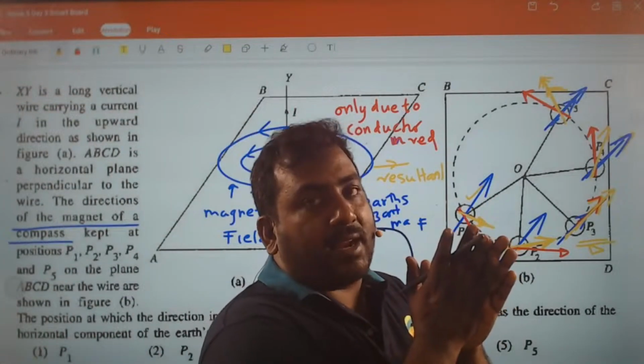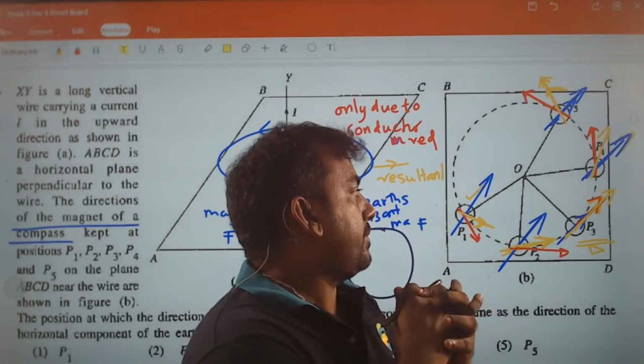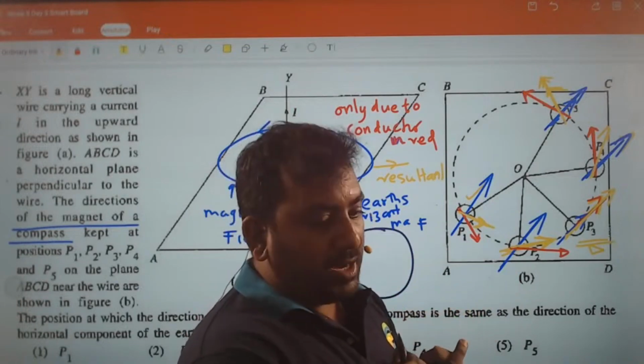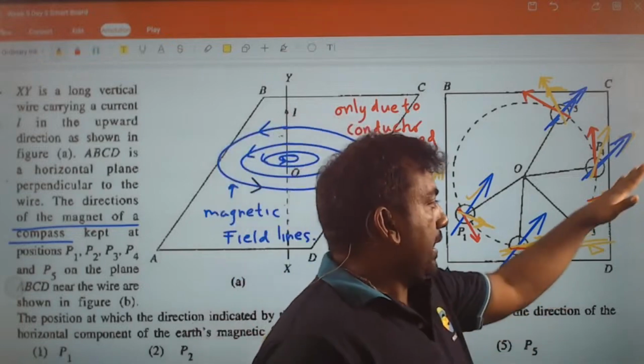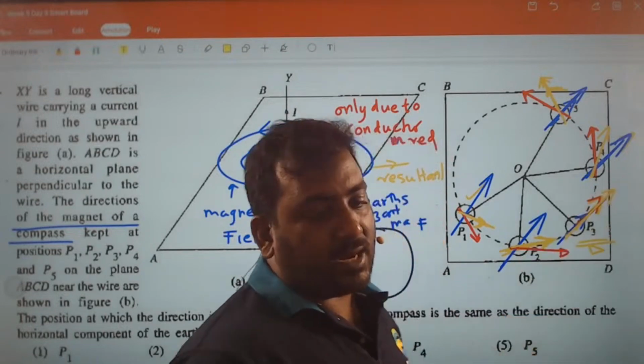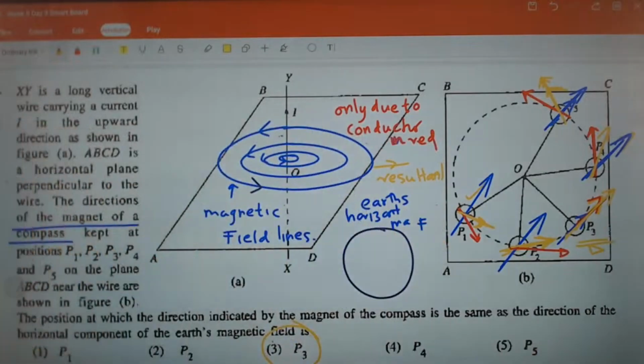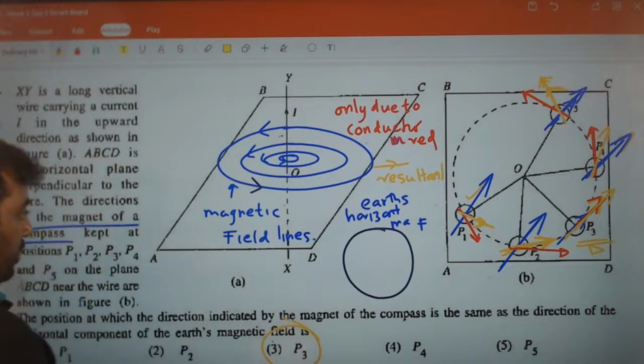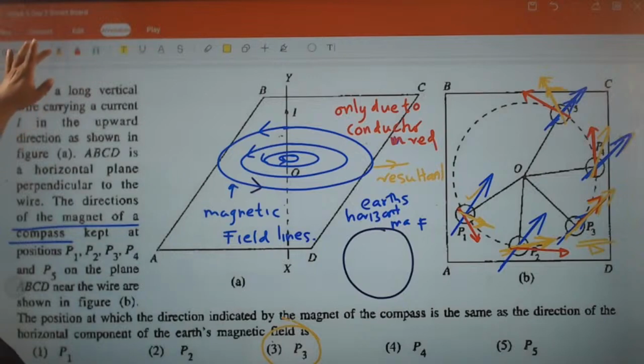If both the magnetic fields are parallel to each other, it will remain along the tangent continuously. And this is achieved only in P3. Okay?